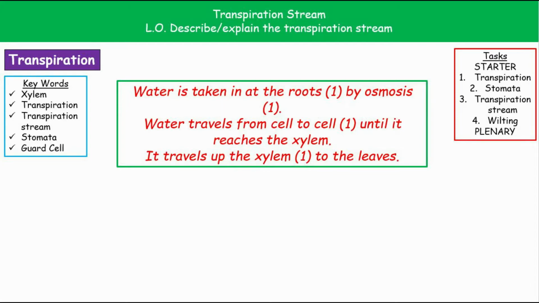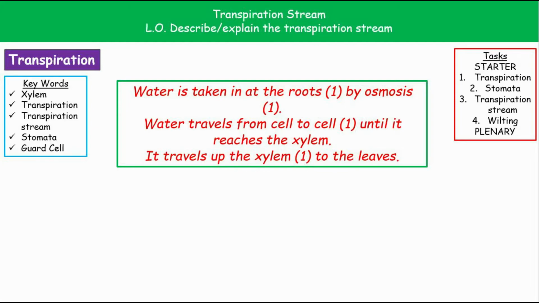So your next mark is for saying that water travels from cell to cell in the root until it reaches the xylem. Then our final mark is for saying that it travels up the xylem to the leaves. So hopefully we all at least got 2 marks in there.